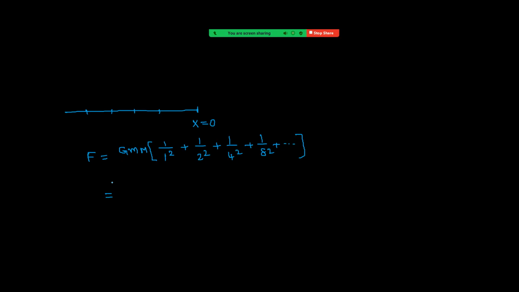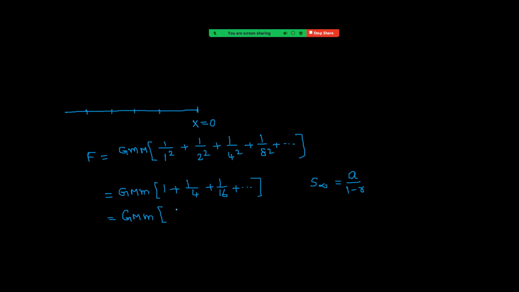So this calculation becomes how much? G M m times (1 plus 1 by 4 plus 1 by 16 and so on). Now if you are taking this up to infinity, I am writing the value here. I think you know this one, the sum of an infinite series. This is equal to a by 1 minus r, where a is the first term and r is the common ratio.